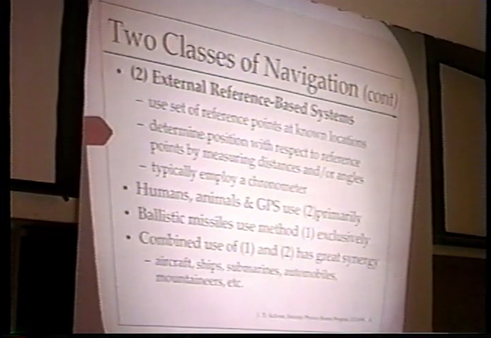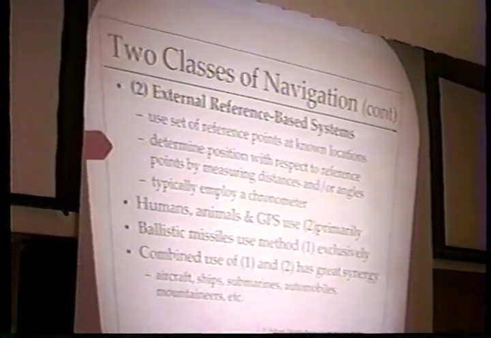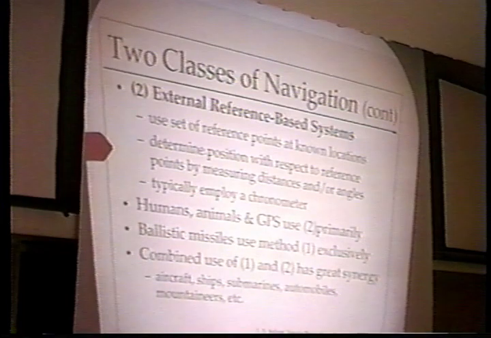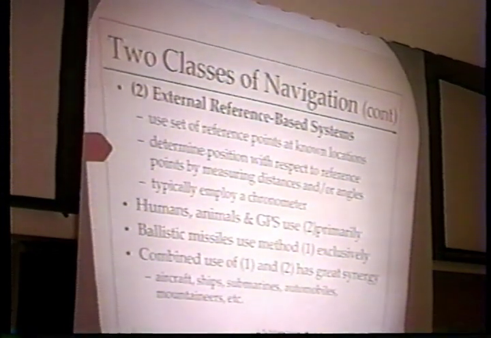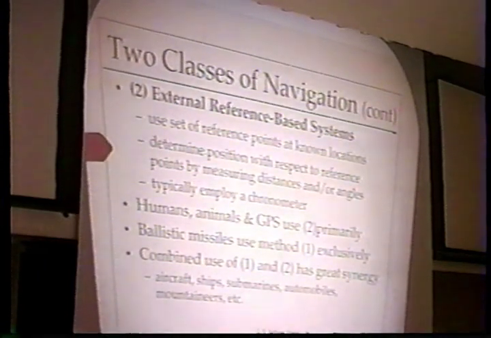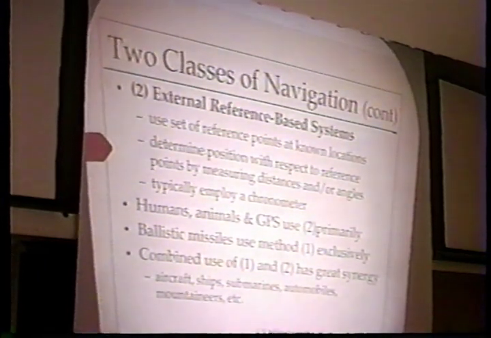Here you need to know a set of reference points. You've got to know where they are. They could be trees, rocks, whatever. Presumably that's what cave people used, and we still use that too. You need to determine your position with respect to those reference points during the process of navigation, and you can do that by measuring distances if you have a rangefinder. More commonly, you measure angles. Celestial navigation is strictly by angles.